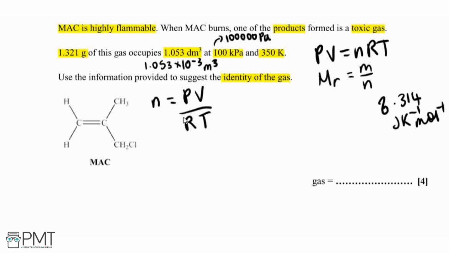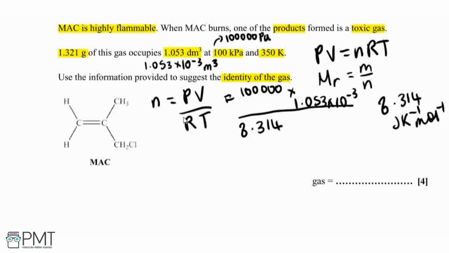So now we can plug in our numbers. So our moles is going to be equal to 100,000 pascals times 1.053 times 10 to the minus 3 meters cubed, all divided by 8.314 for our gas constant, times 350 Kelvin. And if you pop this into your calculator, this will give you a value of 0.0362 for our moles overall.